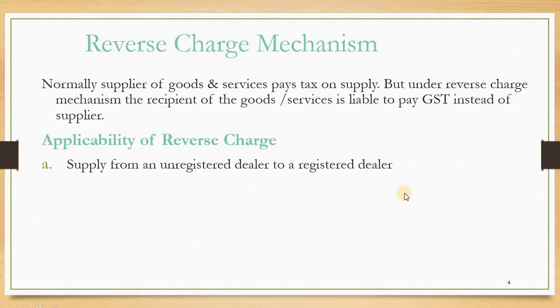So when you are receiving goods from an unregistered dealer, the person who is selling the goods need not pay the tax. Why? Because he is unregistered. He is not at all registered under GST and he is not liable for GST. So instead of the unregistered dealer, the recipient of the goods has to pay the tax. That is in the case of a transaction between an unregistered dealer and a registered dealer.